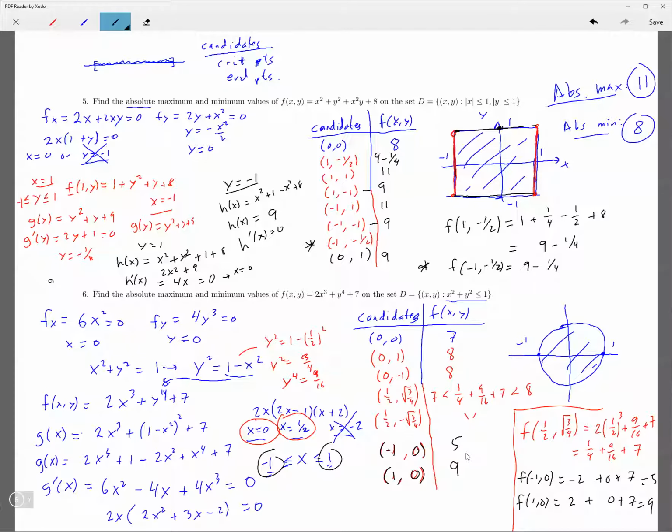Okay, so those two really easy points. According to this, what's the absolute maximum value going to be? Looks like 9. Yeah, 9, right? And then the absolute minimum? 5. What did you say, 5? I think 5. Yeah. So 9 is the absolute maximum. 5 is the absolute minimum.